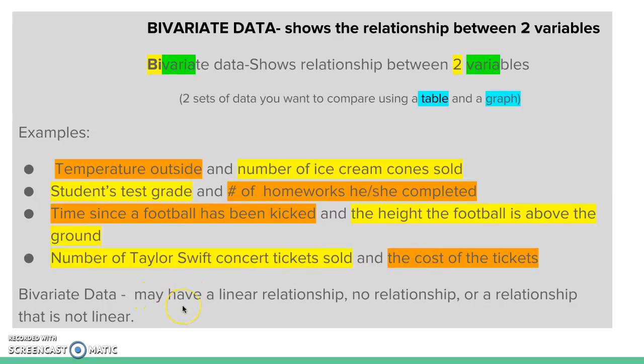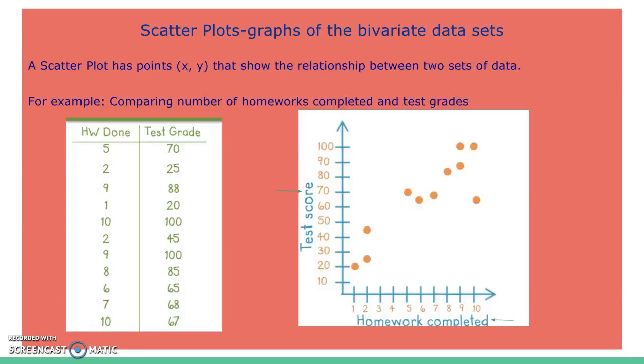Remember, bivariate data may have a linear relationship, linear, line, right? Making a line. No relationship, or a relationship that is not linear. So we use scatter plots to graph the bivariate data. Remember, a point on a coordinate plane has an x value and a y value.